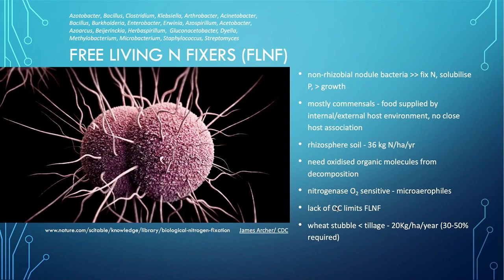And lack of organic carbon limits these free-living nitrogen fixers. In experiments, wheat stubble and reduced tillage has been shown to produce 20 kilograms of nitrogen per hectare per year, and that's up to 50% of what's actually required by plants to produce a good crop. So you can see that these organisms really do deliver nitrogen to the plants and really help us in producing crops. These are the different bacteria that have this capacity to fix nitrogen, the free-living nitrogen fixers, just to show you how many there are that have been studied so far.